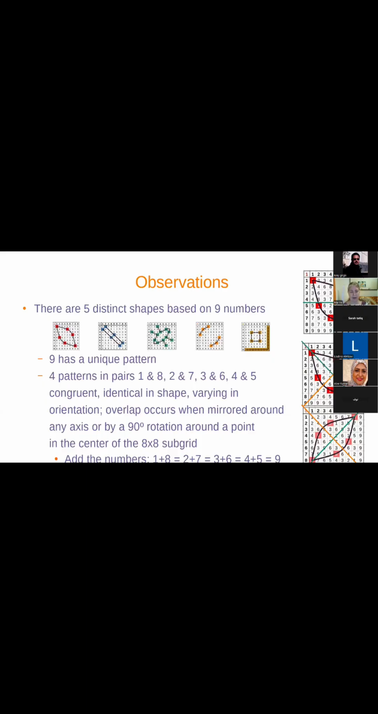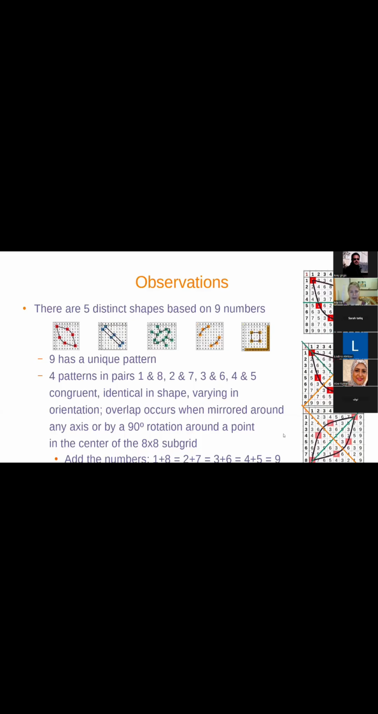The overlap occurs when mirrored around any axis or by a 90-degree rotation around the point in the center of the 8x8 subgrid, which is in here with the green axis. That's the point. When you add the 2 numbers of the pairs, we always get the number 9.